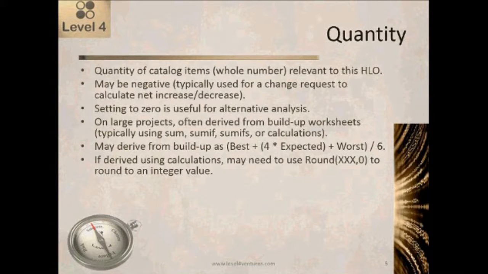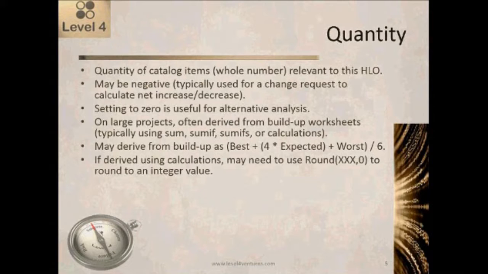Quantity is the quantity of catalog items. It is a whole number that are relevant to this HLO. So if we're estimating, for example, pages, it's the quantity of pages. If we're estimating reports, it's the quantity of reports. It may be a negative number.